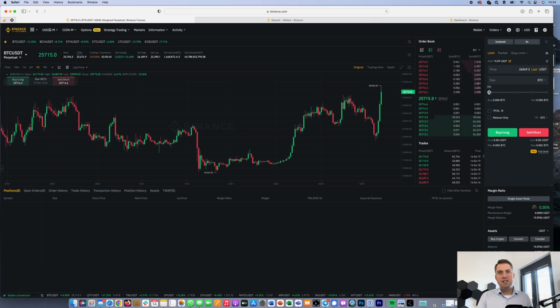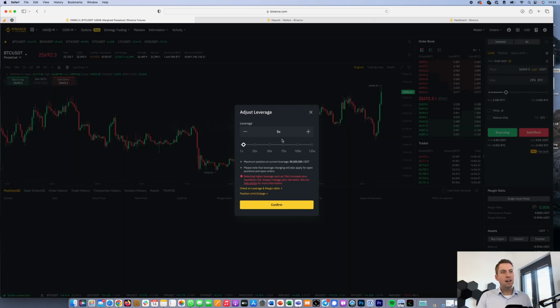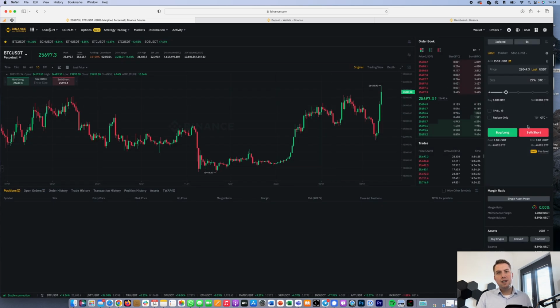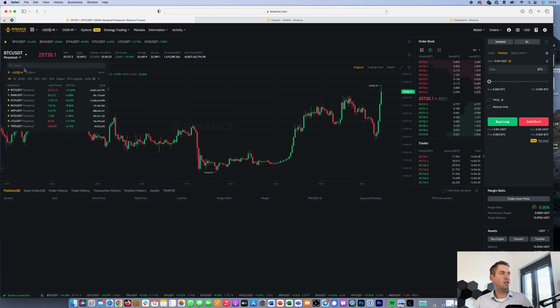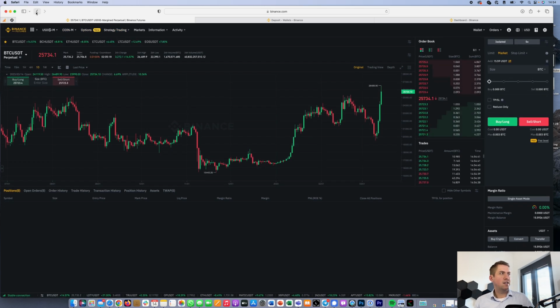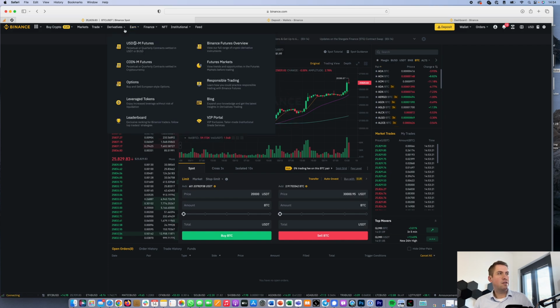Then you just need to specify how much you want to buy or sell, the leverage, and then you can either go long or short, and you can of course do a market or limit order again. So that's basically how it works. I will do a separate video about that, and you can also select the market you want to trade. So that's it in terms of futures.